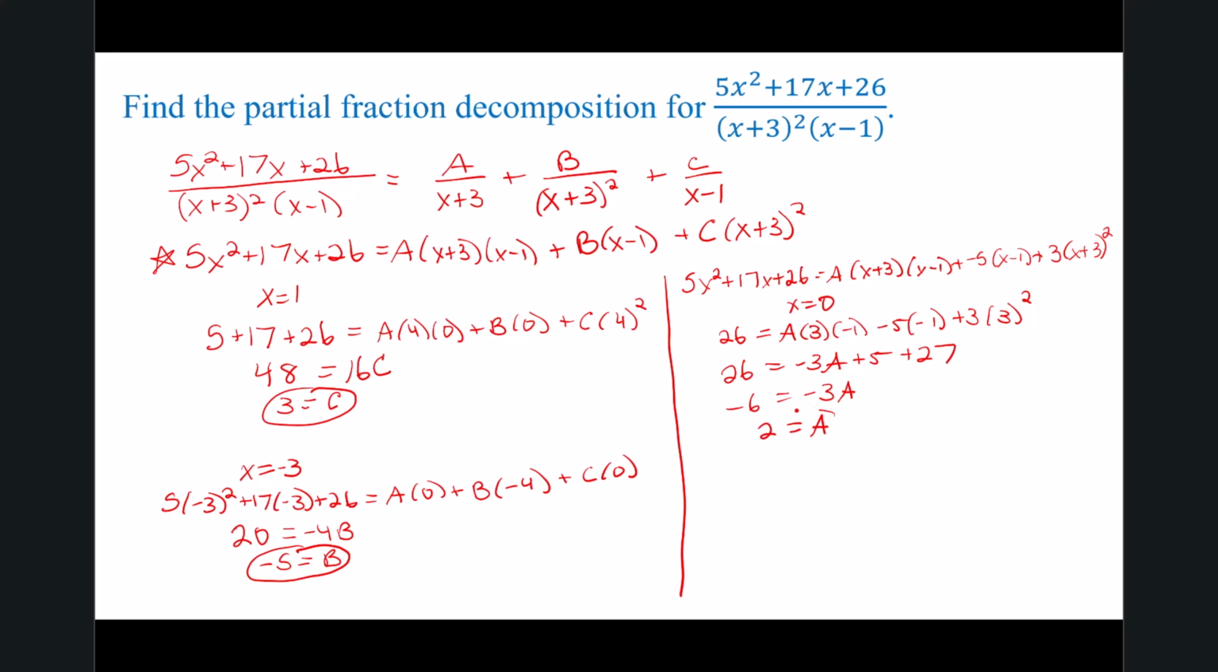All right, I found A, B, and C. So my partial fraction decomposition is 2 over x plus 3. B is negative 5, so minus 5 over x plus 3 squared. And then C is 3, so I have plus 3 over x minus 1.